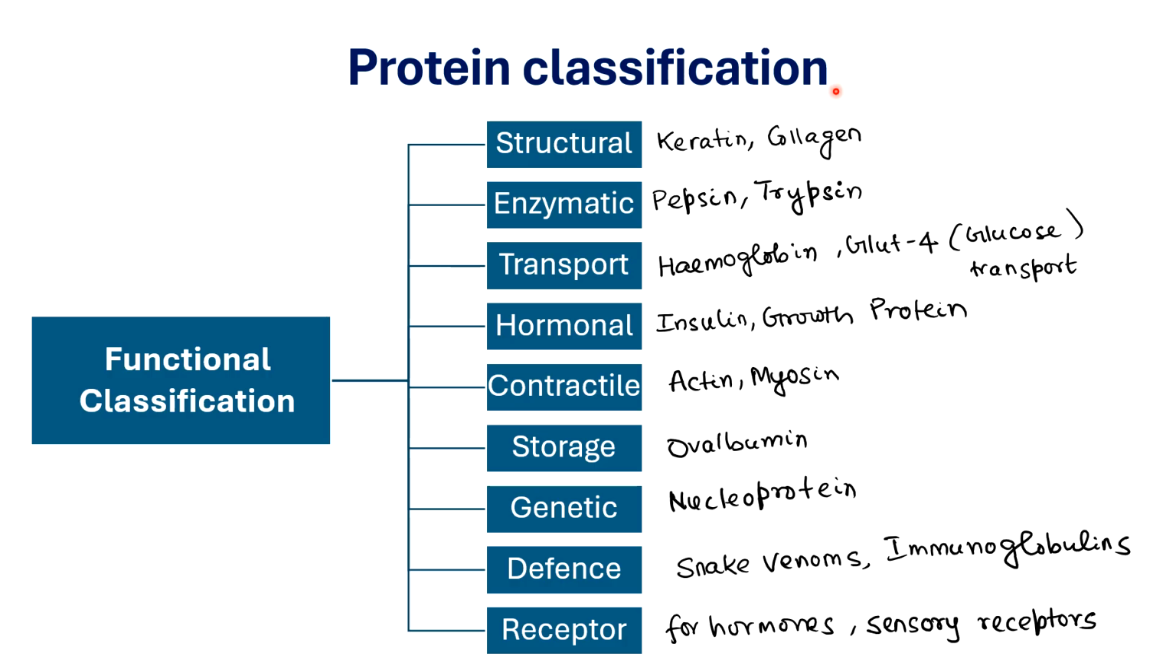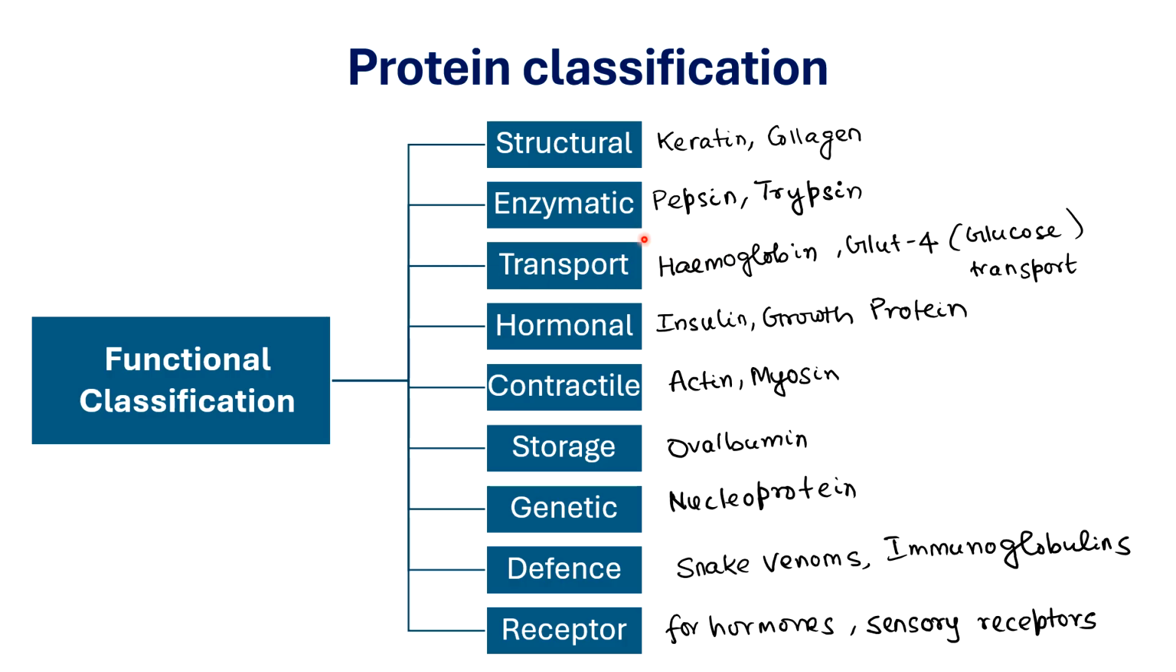How can we classify proteins? Based on their function, we can have different types of proteins. Examples are structural proteins, which help in maintaining the structure. Example collagen, and you have keratins which are found in our hair and nails. Then we have enzymatic proteins which act as enzymes such as pepsin, trypsin, okay. In the process of digestion they are helpful.